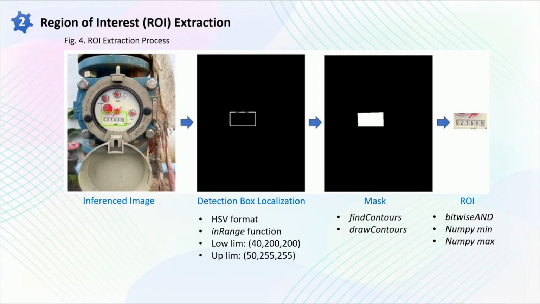After that, the findContours function is used to locate the box outline, and a new mask with the ROI in white is created using drawContours. Next, the bitwise AND operation is performed on the meter image with the mask. Subsequently, the ROI vertices are obtained using the NumPy min and max functions. These vertices values are essential for the cropping out of ROI. Lastly, we can observe that the ROI has successfully been cropped out.